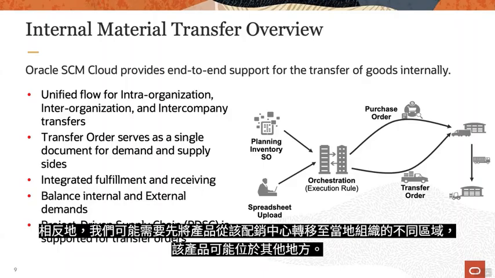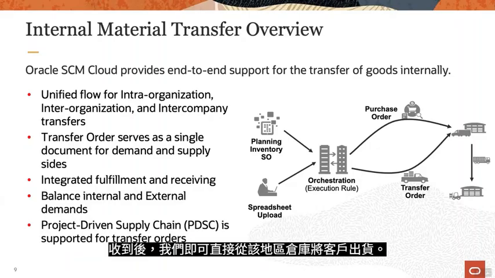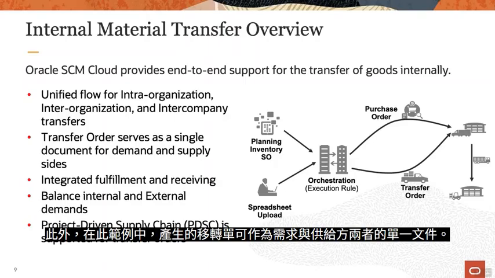Instead, we may have the product located elsewhere in different regions where we need to first transfer the product from that distribution center to the local organization, and once received, we can then ship to our customer directly from that local warehouse. This particular flow is great for inter-organization and intercompany transfers.